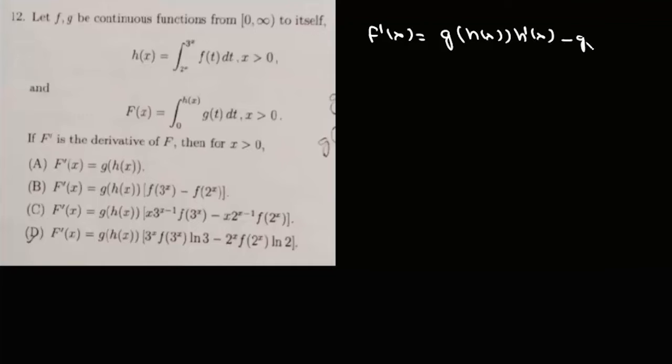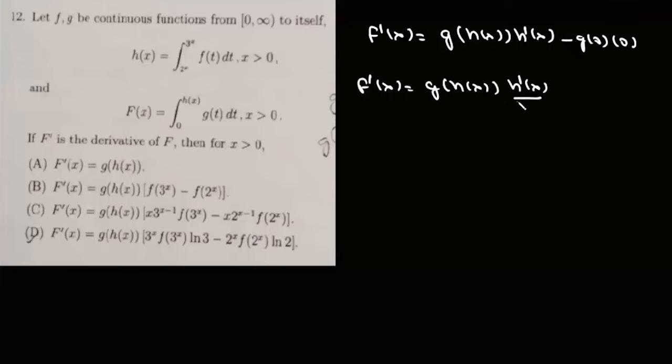Now in question number 12 we are given two functions h(x) and f(x), and it says if f dash is derivative of f, then which of the following is true. So basically we have to differentiate f dash x. So here we use Newton-Leibniz formula. So we can write f dash x and it will be this g of h(x) into h dash x minus g of 0, and derivative of 0 is simply 0. So basically your f dash x will be g of h(x) into h dash x.